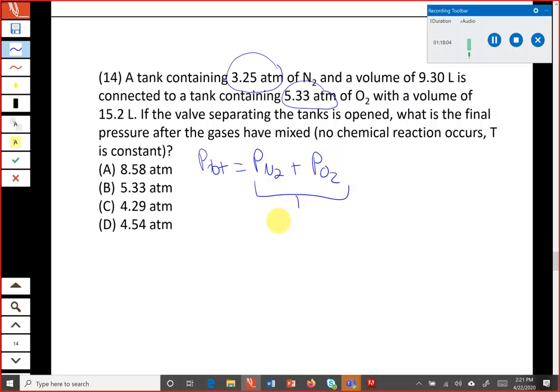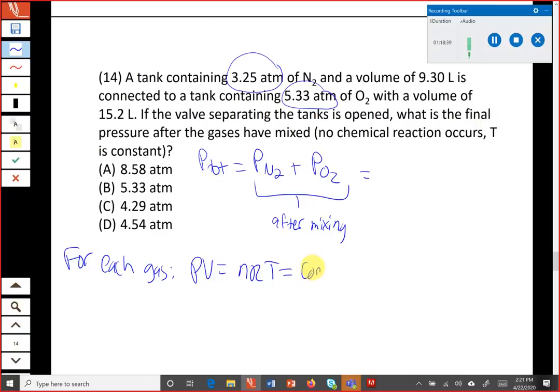We can't just add the two pressures together before mixing. This is only true if the two gases are occupying the same container, the same volume. So what we have to do is figure out how the pressure of each gas changes as we allow them to mix together, because initially they have their own separate containers. Once we mix them, they occupy the combined volume of both containers. For each gas, from the ideal gas equation, PV equals nRT, the number of moles is constant and the temperature is constant. So basically this whole thing is just equal to a constant.